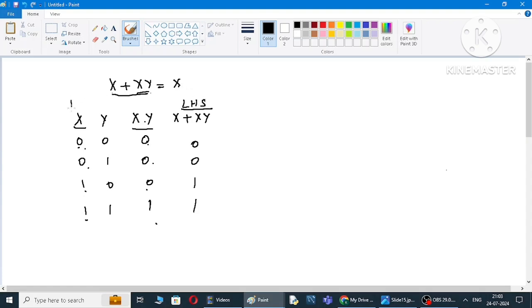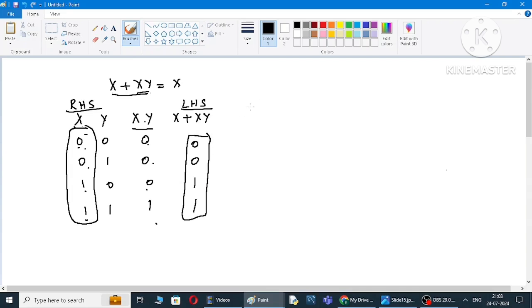What is RHS? Here. X is already here. This is LHS, this is RHS. Just check if both are same. Here RHS is 0, 0, 1, 1. LHS is also 0, 0, 1, 1, 1. Which means we have proved that x plus xy is equal to x. Right? The same way, x into x plus y is equal to x.